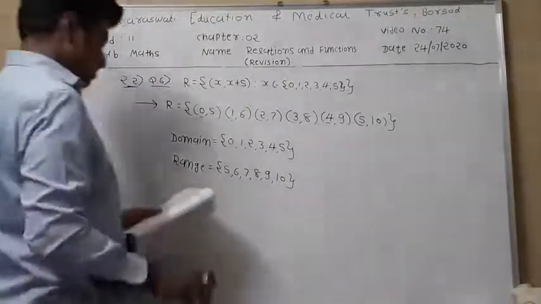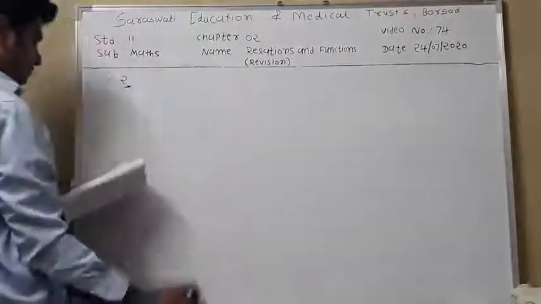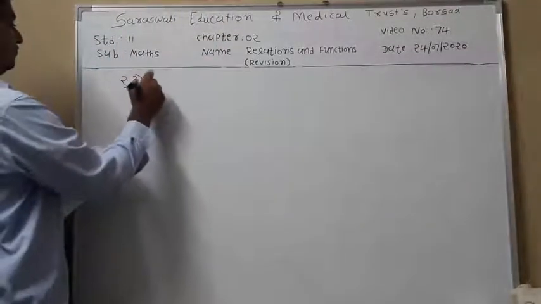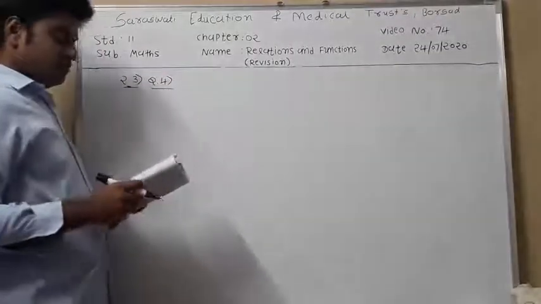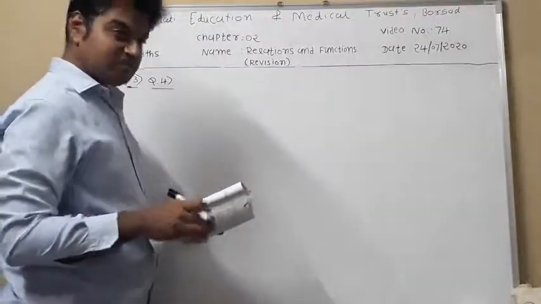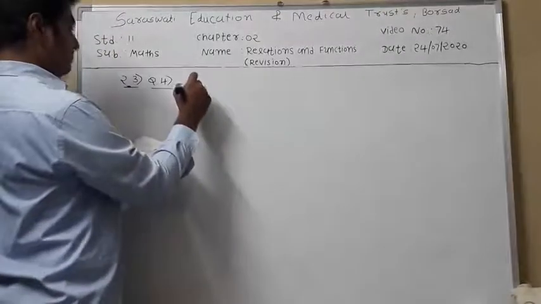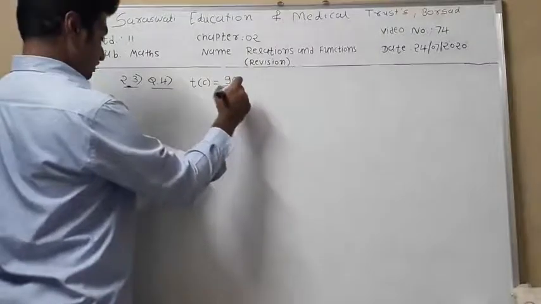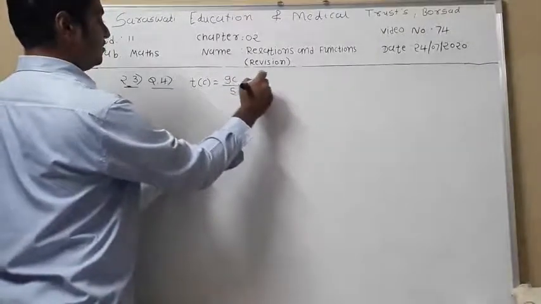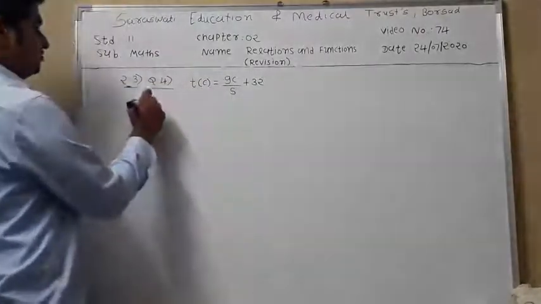Exercise 2.3, question number 4. The function T, which maps the temperature in degrees Celsius into temperature in degrees Fahrenheit, is defined by T of C is equal to 9C upon 5 plus 32. Now our first question is to find out T of 0.